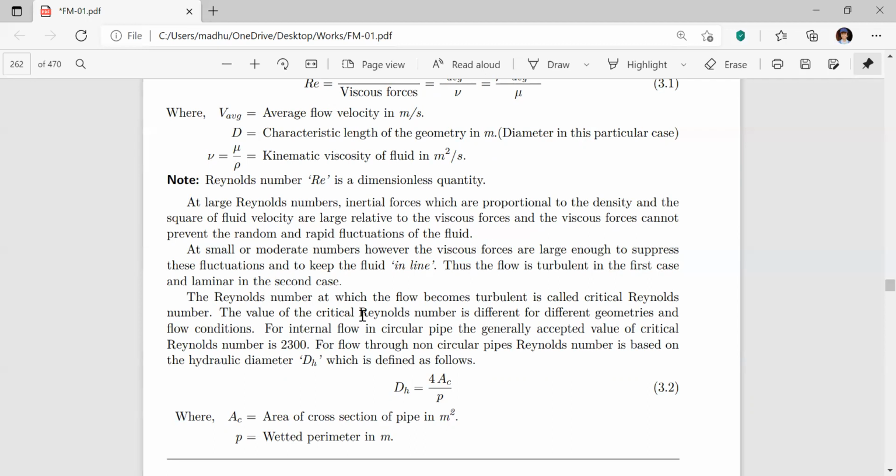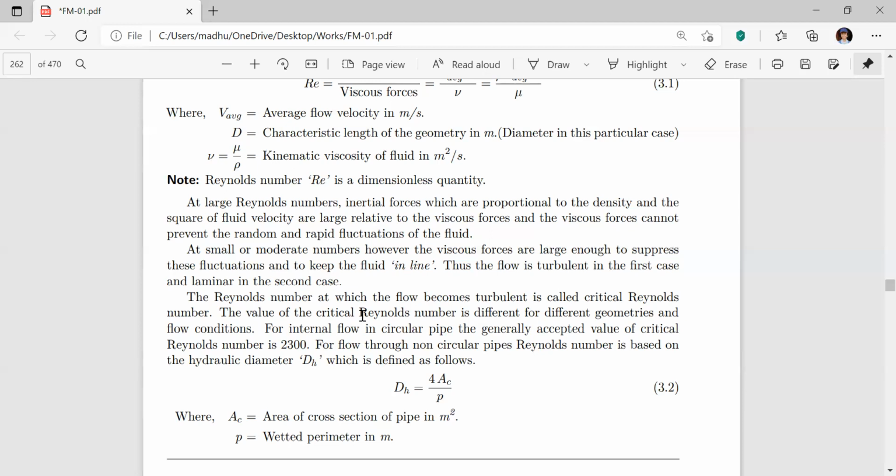The Reynolds number at which the flow becomes turbulent is called the critical Reynolds number, and the value of the critical Reynolds number is different for different geometries and flow conditions. For internal flow in a circular pipe, the generally accepted value of the critical Reynolds number is 2300.